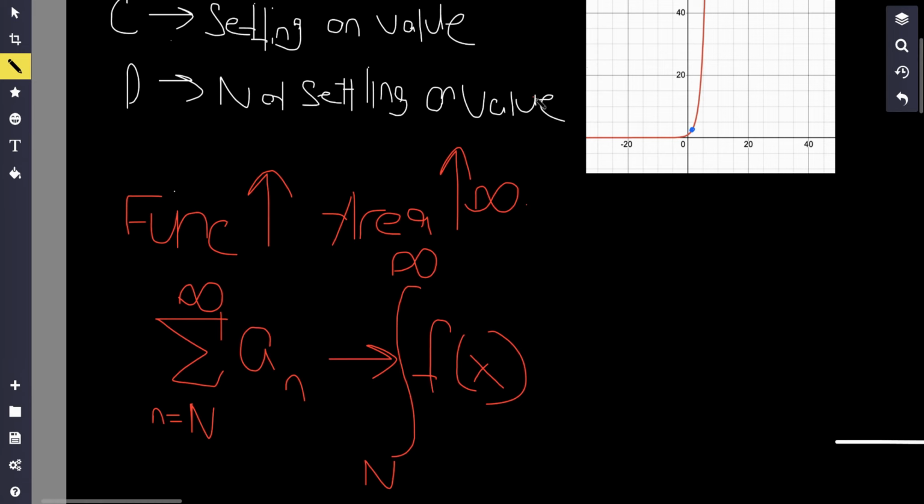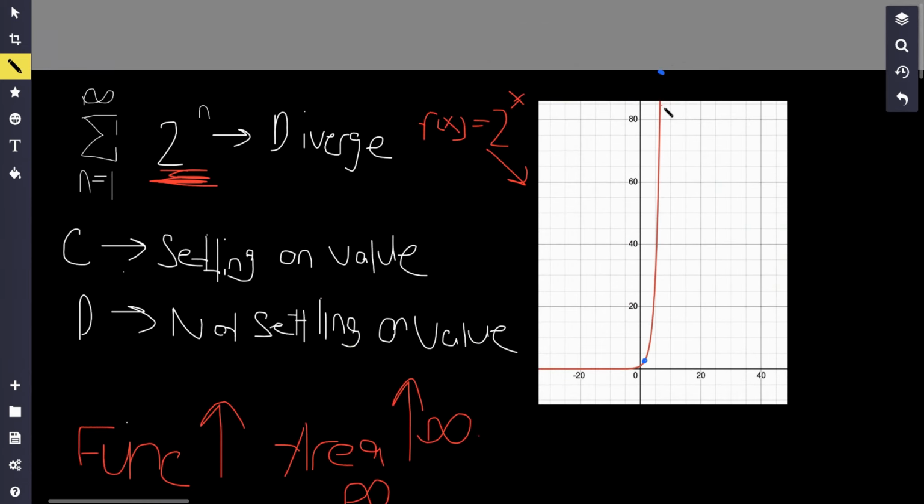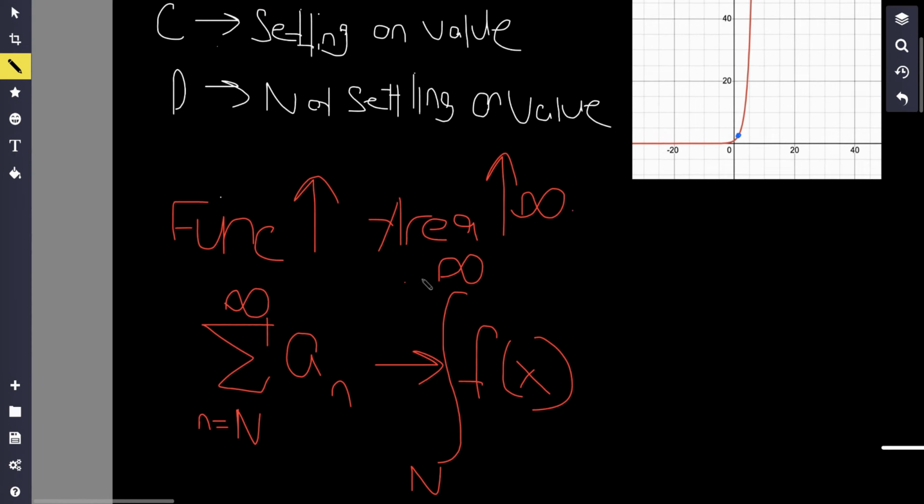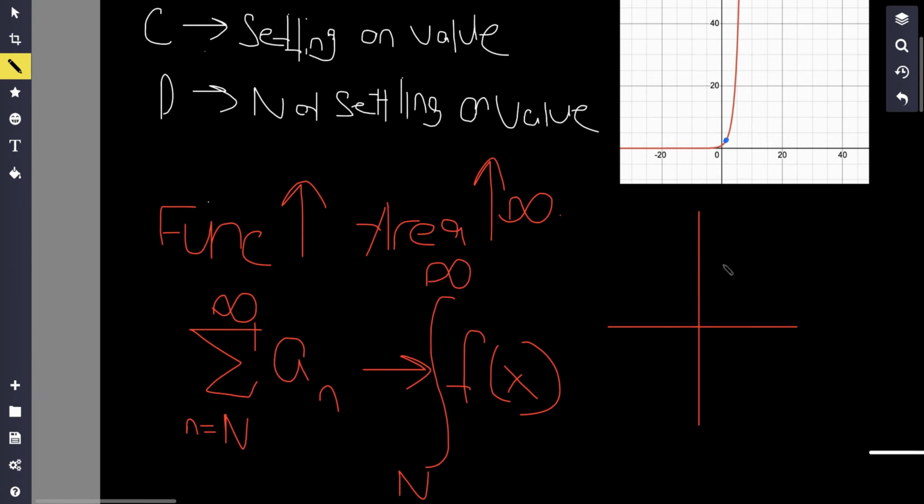This makes sense because if my function is constantly increasing, then if I try to get the area underneath the curve, I'm not really going to be able to. There's always going to be more and more area for me to cover, so that's going to approach infinity. Likewise, if I had a function that looks something like this, where the area underneath my curve is approaching a specific value, then this series is also going to approach a specific value.